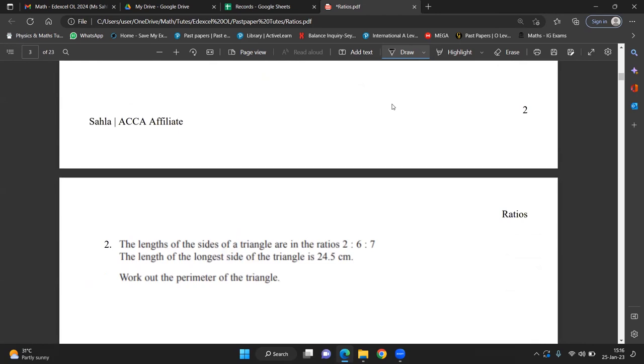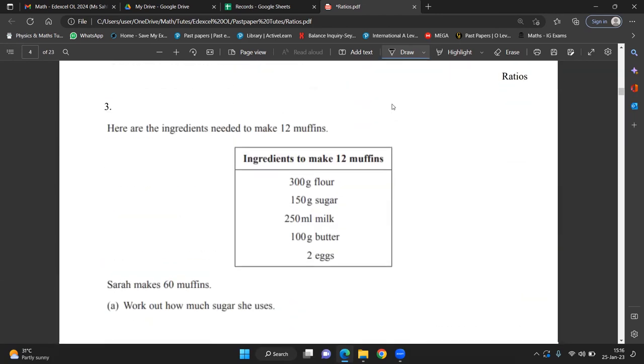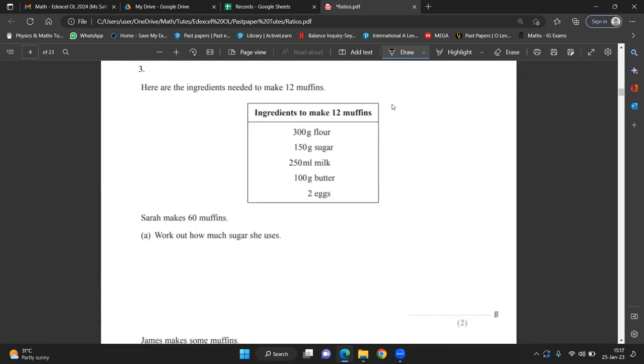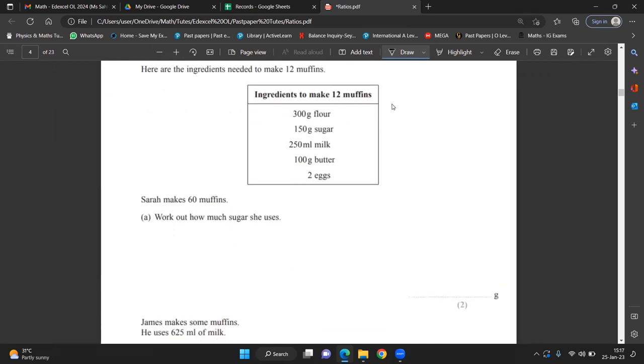Move on to question number three. Start question number three. Here are the ingredients needed to make 12 muffins. Sarah makes 60 muffins. How much sugar does she use?